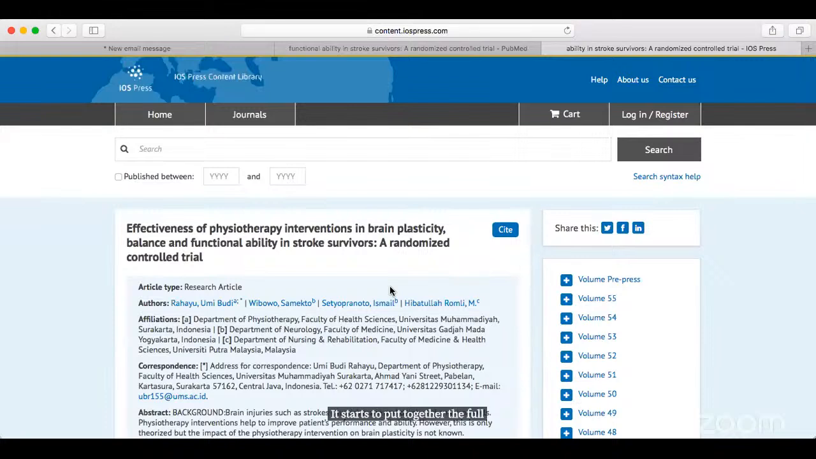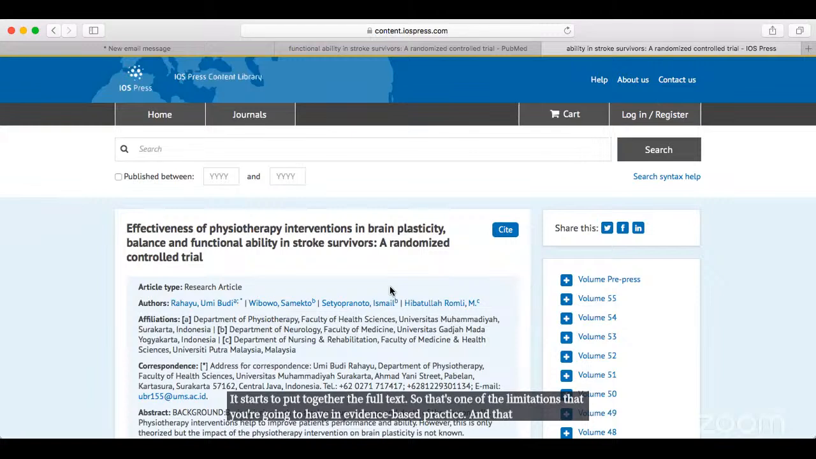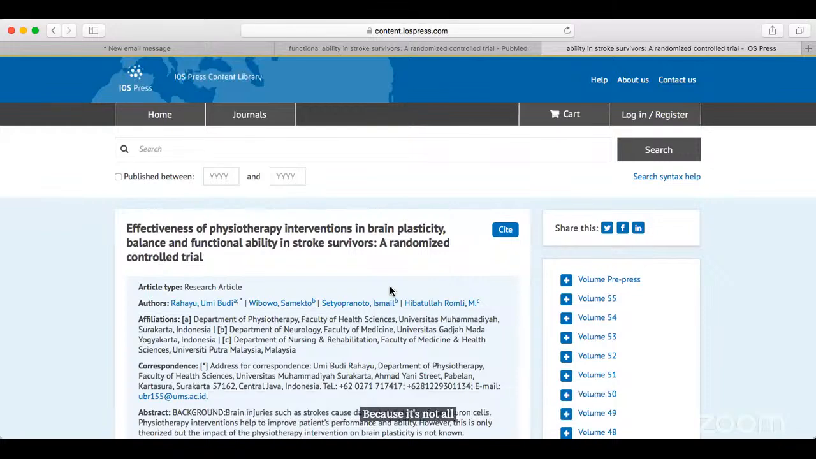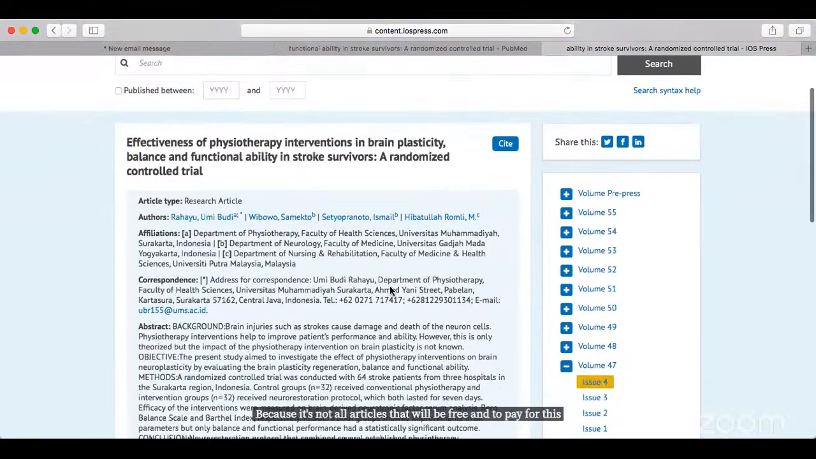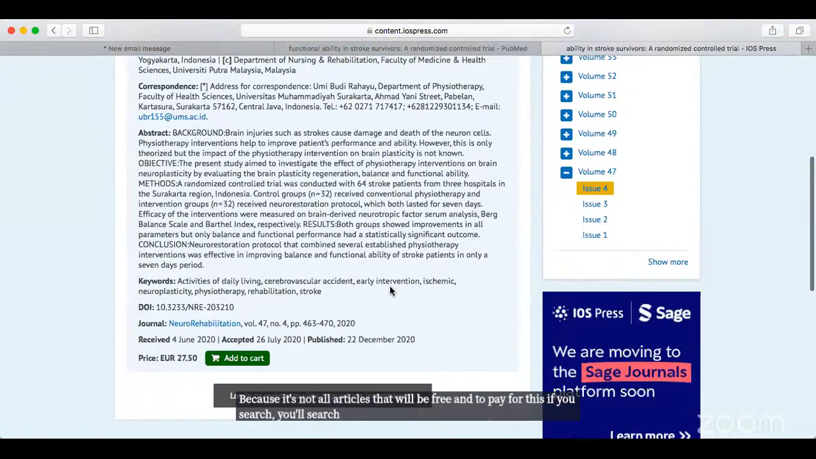So that's one of the limitations that you are going to have in evidence-based practice. And that is why when you do studies to see what are the challenges of using evidence-based practice, people will say the cost, because it's not all articles that will be free. And to pay for this, if you search, you'll see that it comes at a high cost.